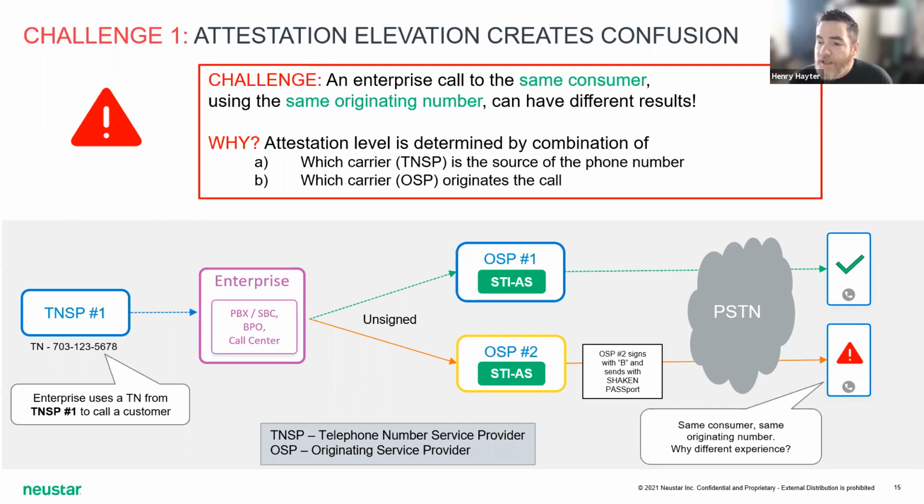What's the likelihood, even though the consumer's expecting a call back from their bank, what's the likelihood the consumer's going to answer that call that says spam likely, even though it's coming from the phone number of the bank that they just called, right? And that's a very real live use case that happens every day with almost every single one of our banking customers. And that's one of the driving forces behind this end-to-end authentication.